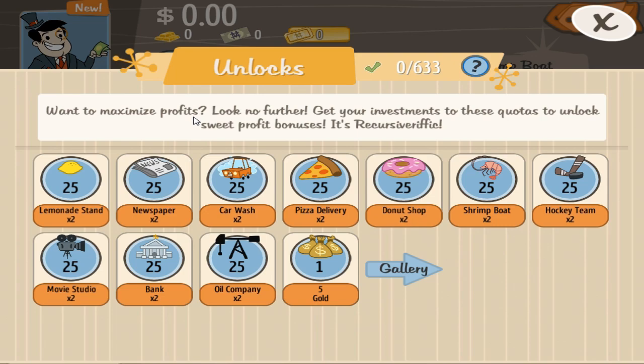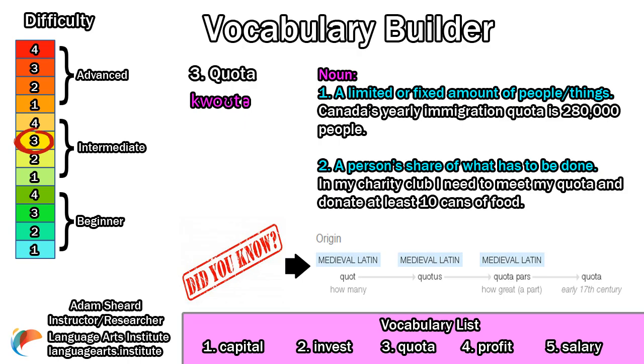So what exactly is a quota? What is this quota that they're speaking about here? Quota is a very complicated word. As a noun, it means a limited or fixed amount of people or things. So for example, Canada's yearly immigration quota is 280,000 people. But as well as just meaning a limit, it also means a person's share of what has to be done. So if you're in a group, every single person has a responsibility. So for example, in my charity club, I need to meet my quota and donate at least 10 cans of food.